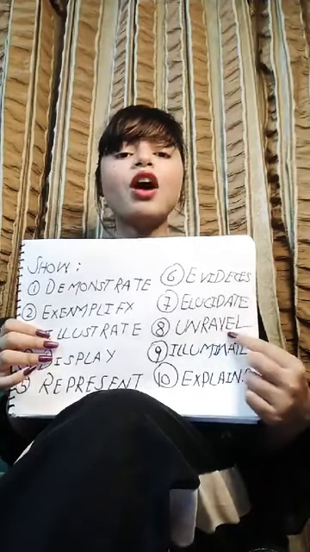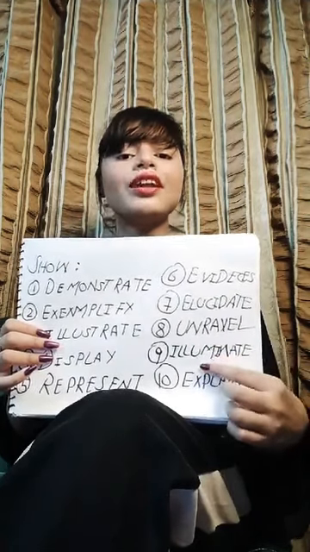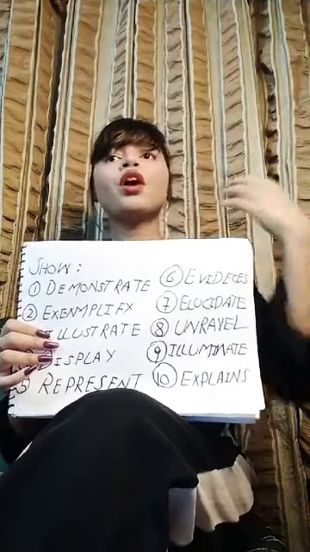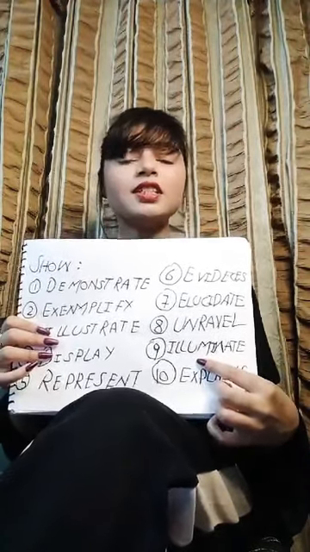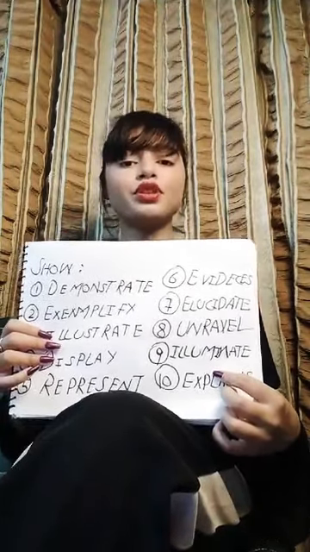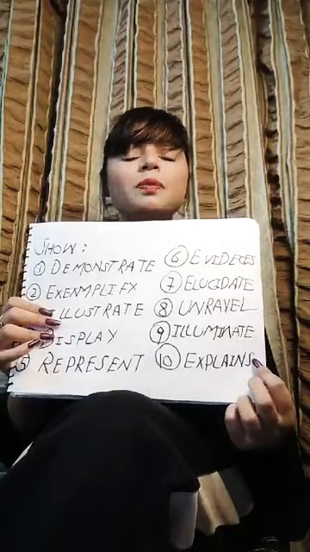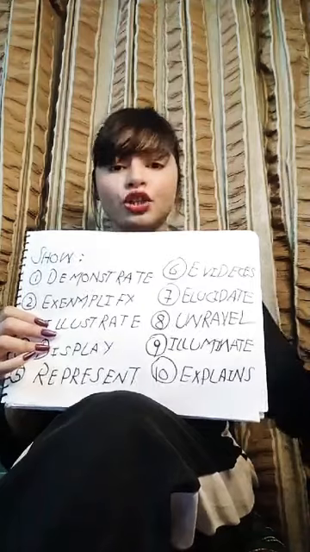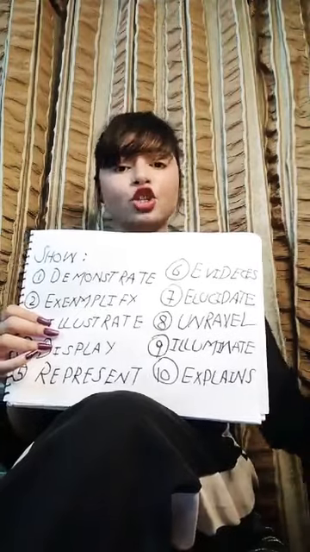Unravel, the graph unravels. The next word is illuminate. Illuminate actually means to light up, or to explain, right? So that would be illuminates. The graph illuminates the prominent features of how electricity is produced. Then the last word is very simple, and that is explains. If we have a singular noun, then the girl explains her situation. Then if we have more than one, the girls explain their situation, right?